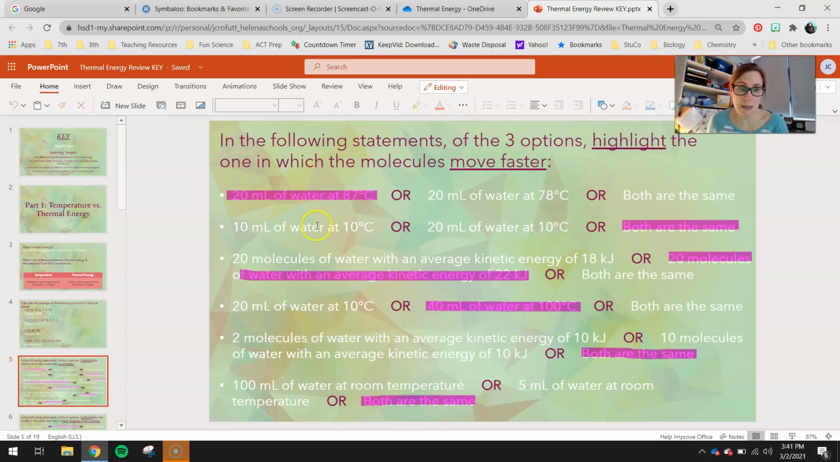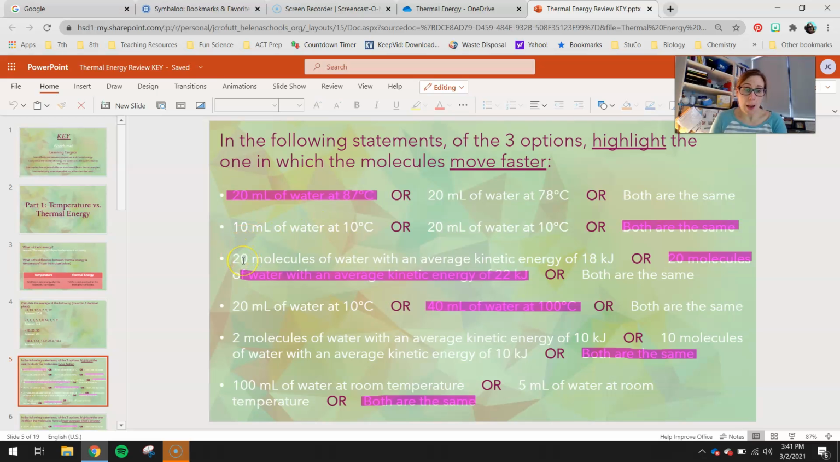Okay, next one, 10 milliliters of water at 10 degrees or 20 milliliters of water at 10 degrees. Both of those are the same. They both have the same temperature. Therefore, all those molecules have the same average kinetic energy and are all moving the same speed.